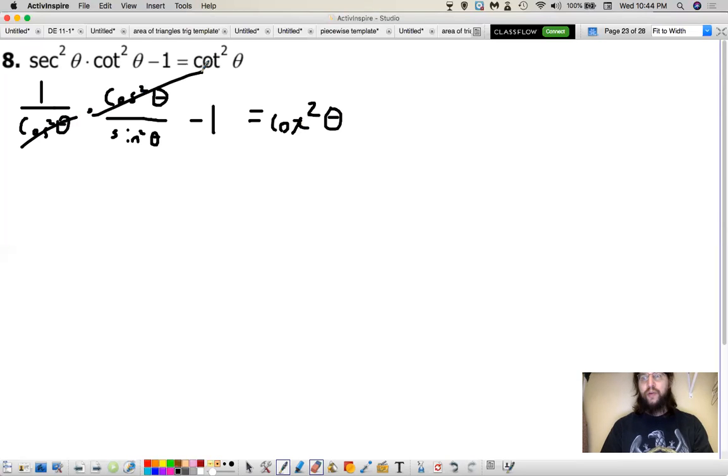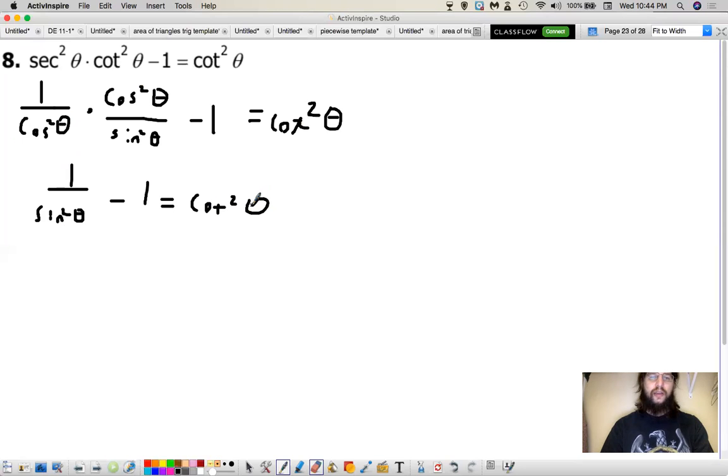Canceling. Not in your proof, where I take off points. But they do cancel, so I'm left with 1 over sine squared theta minus 1 equals cotangent squared theta. So I write my t's in different ways. Deal with it. Oh, hey, 1 over sine squared, that's cosecant squared theta. Minus 1 equals cotangent squared theta.